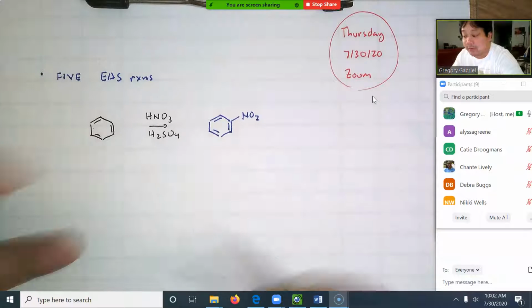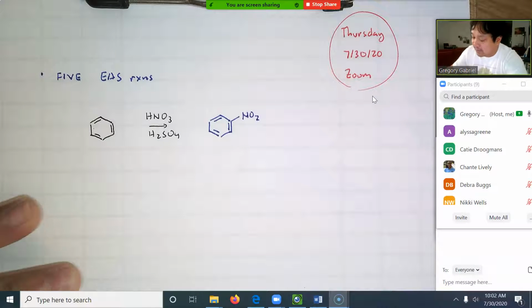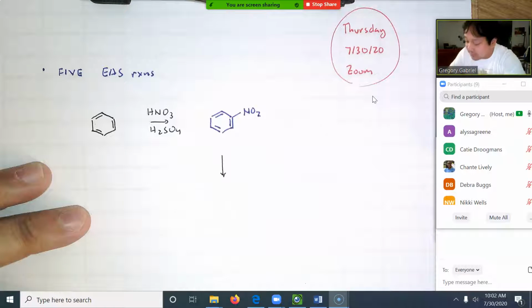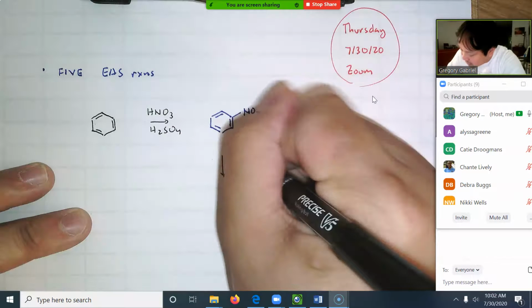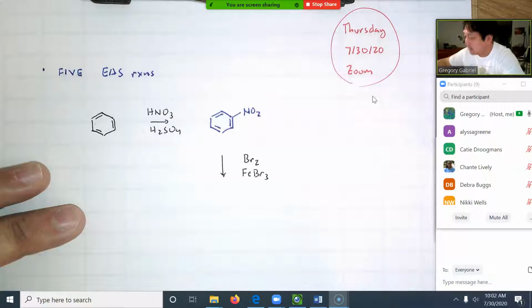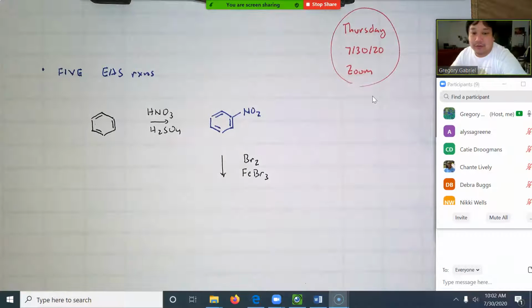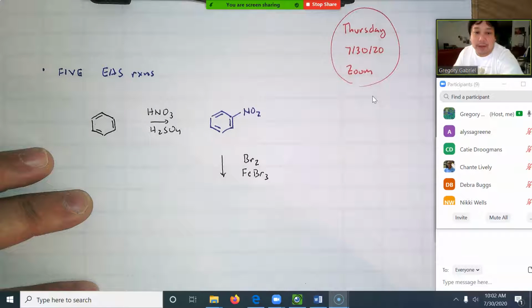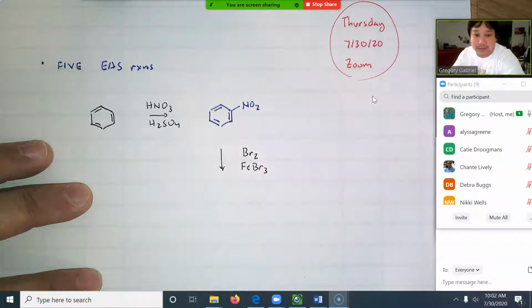But there's an issue when you already have an existing group on the ring and you want to do another reaction. So, for instance, if I want to do a bromination, Br2, FeBr3, what products are we going to draw? Because depending on where you put the bromine, you're going to get different constitutional isomers.